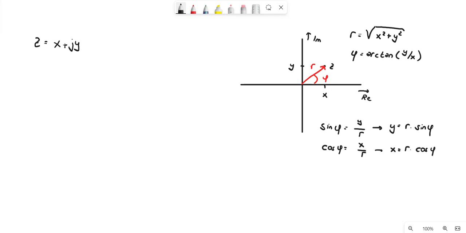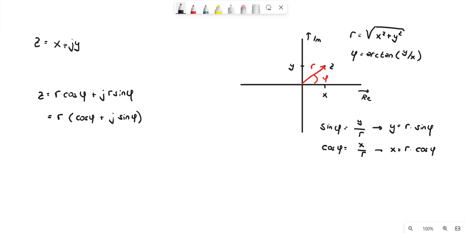So we now have an expression for y and x, and we can substitute that in the notation for z. So we can say z is x, which is r times the cosine of phi, plus j times y, and y was r times the sine of phi, which is equal to r times the cosine of phi plus j times the sine of phi.